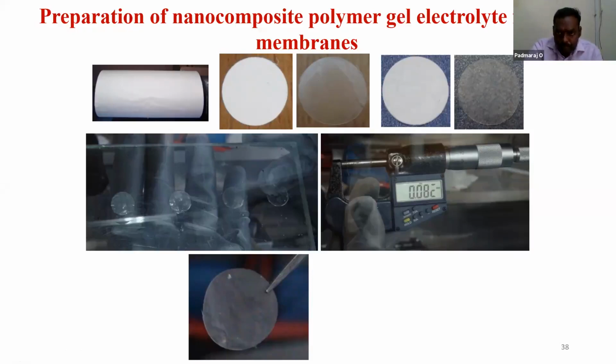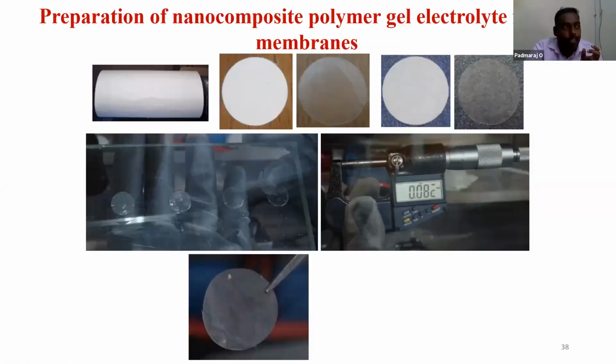Understood? So this is the thickness measurement gauge. With the help of this instrument, we can measure the thickness. That is 82 micrometer, the thickness of the membrane. See how thin it is. If you make a thin membrane, there is better compatibility between the electrodes and electrolyte.